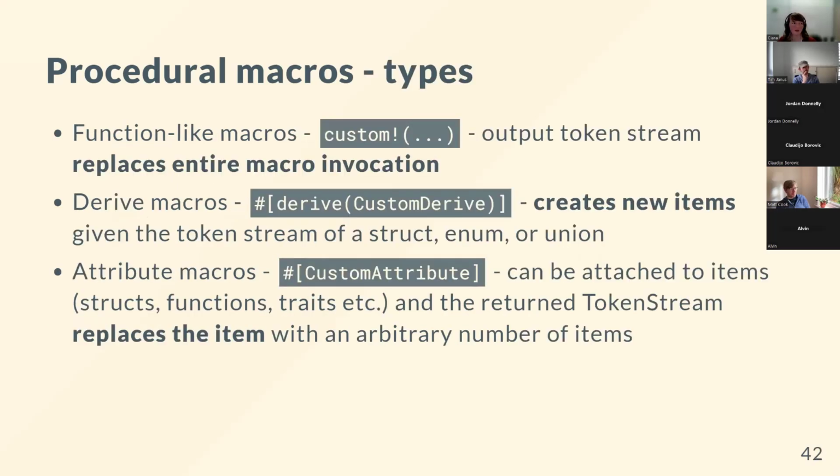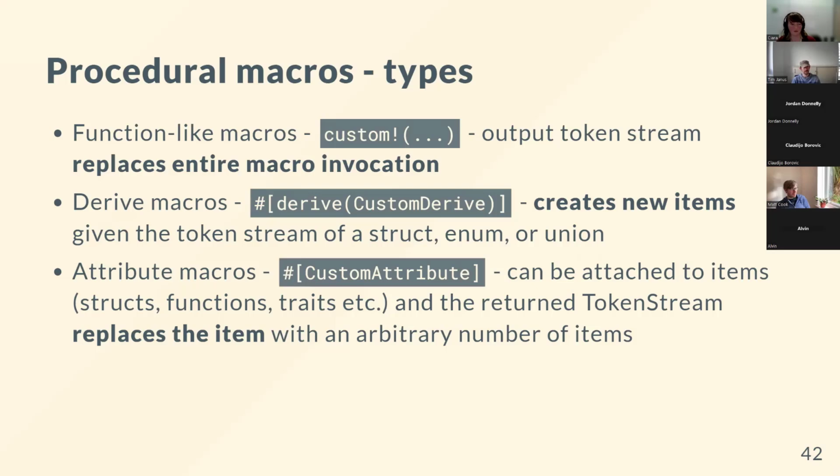There are three types of procedural macros. You've got your function-like macros. So these look like macro rules macros when you call them. There's no way you would be able to necessarily tell which one you were calling. But what makes them a bit different is the actual things you can do with it. There's a lot more you can do with it. And that output token stream is going to replace the entire macro invocation.